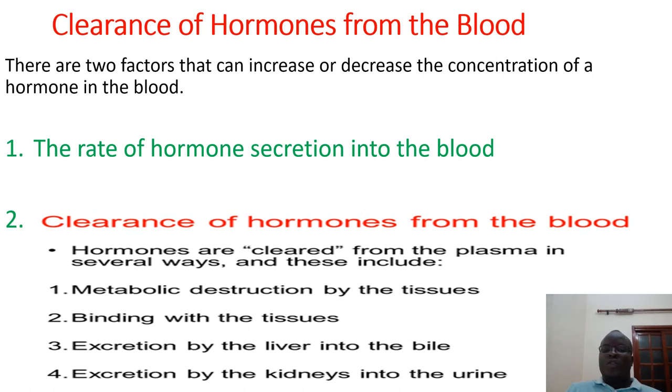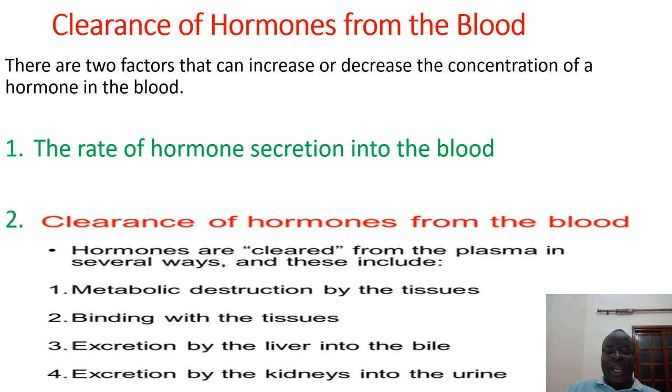So the clearance of hormones from the blood: hormones are cleared from the plasma in several ways, and these are some of the ways in which the hormones will be removed from the blood or from the body. We have metabolic destruction by the tissue. The tissues contain certain enzymes that can break down the hormones. The target tissues, once the hormones bind to the receptors and activate the receptor, you have a cellular response. Some of these tissues will produce enzymes that will break down the hormone so that its effect on the receptor is removed. Those are called metabolic destruction by the tissue.